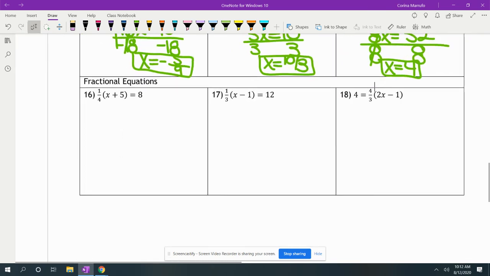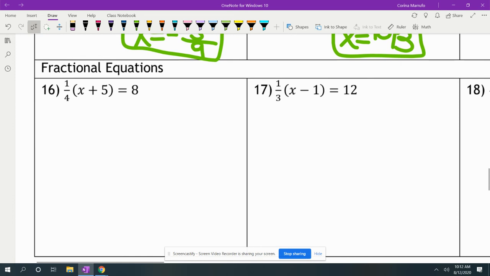The next and the final section is fractional equations. So this 1/4 that's in the front is going to make this a fractional equation. So what we're going to do is get rid of that fraction in the front. If we see this as 1/4, I know you guys don't like working with fractions, so we're going to get rid of it. So to cancel that 4 on the bottom, we're going to have to multiply it by 4.